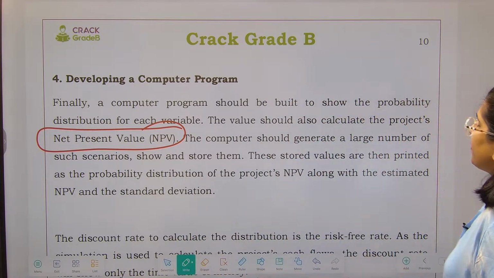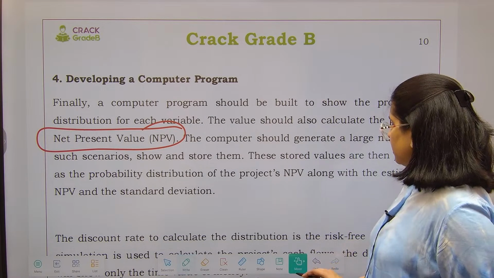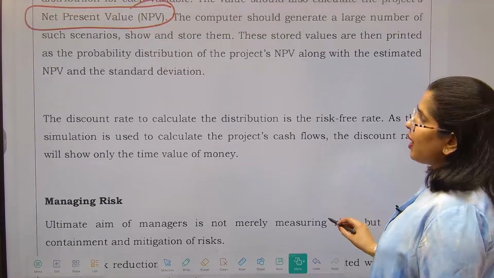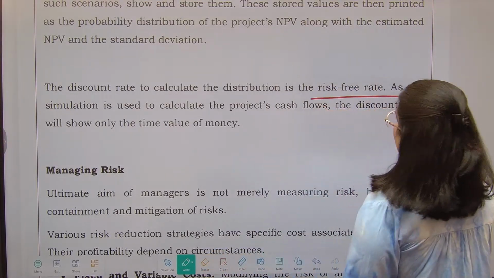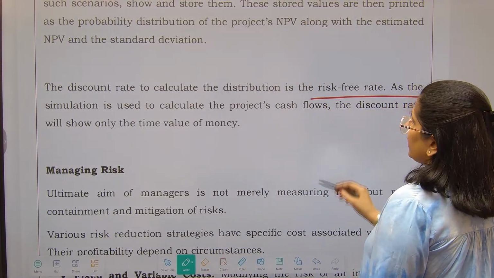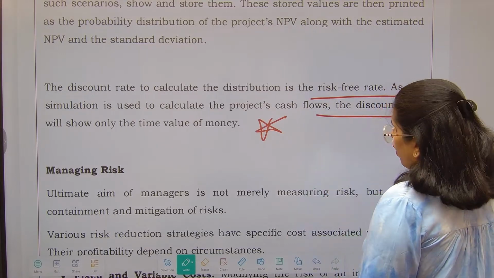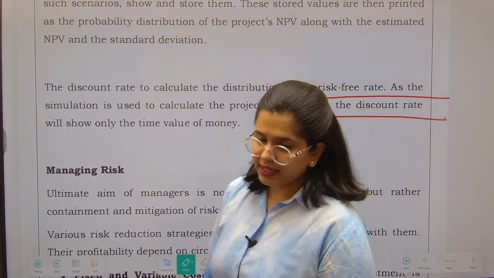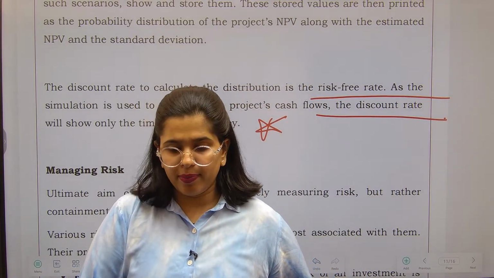So the computer should generate a large number of such scenarios, show and store them. These stored values are then printed as a probability distribution along with the estimated NPV and the standard deviation. The discounting rate, which will be used to calculate the distribution of risk-free rate, as a simulation is used to calculate the project cash flows, the discount rate will show only the time value of money. That means at this particular discount rate value, that is the minimum return that you will be getting.